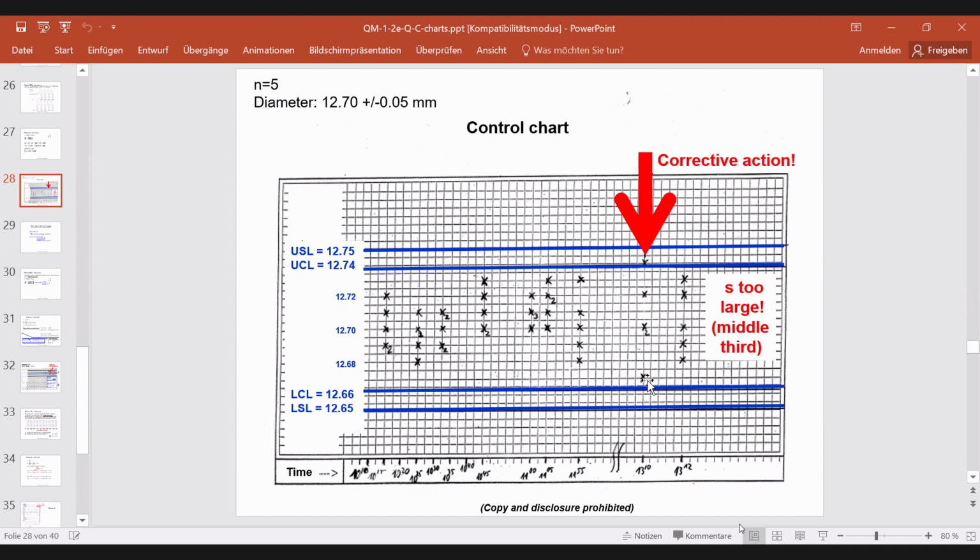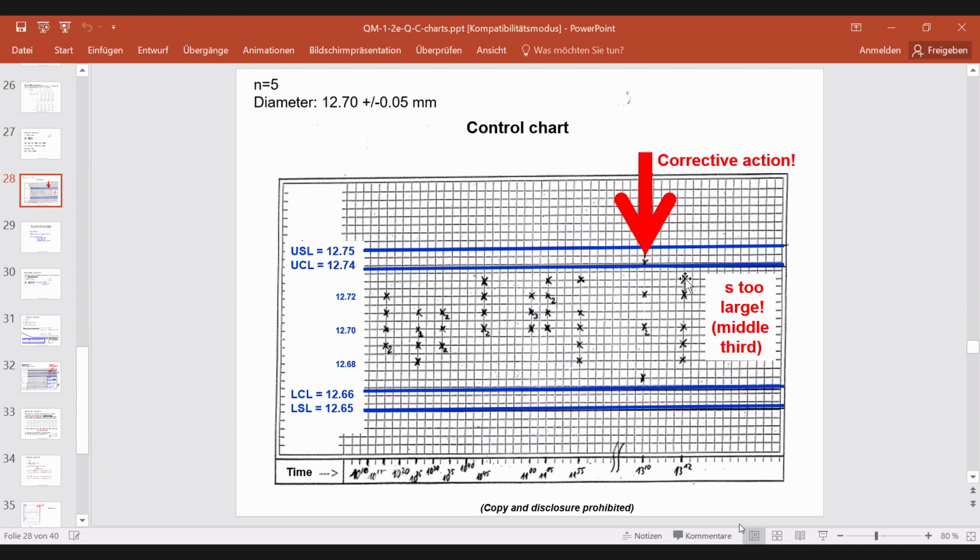Then the next measurement is at 13:10. At 13:10, one of the measurements is outside of the upper control limit, so they have to stop the process and then do a corrective action.